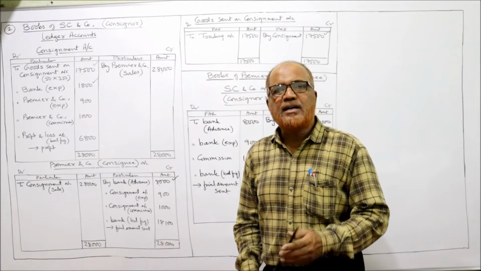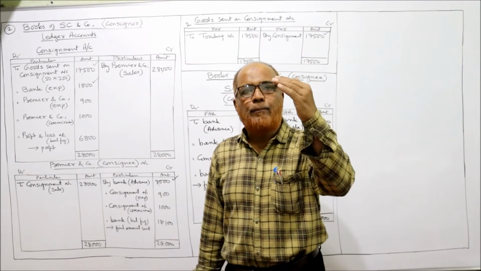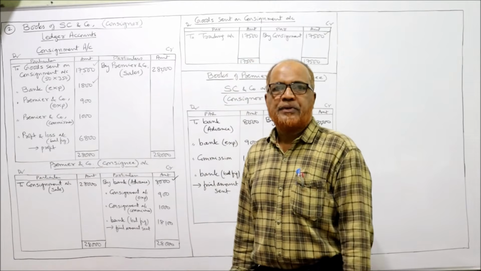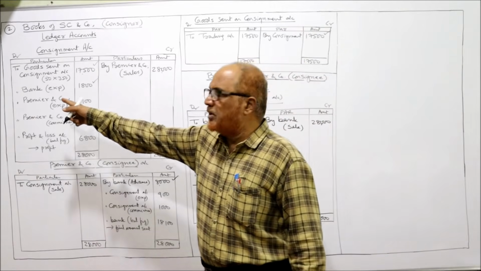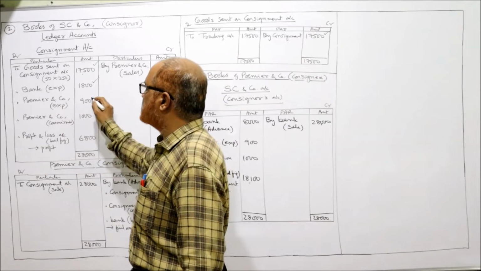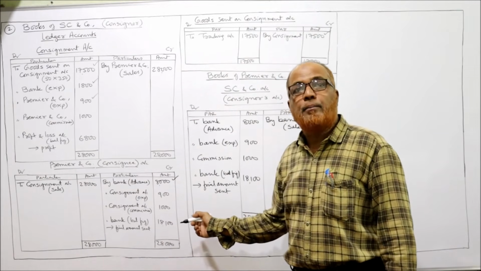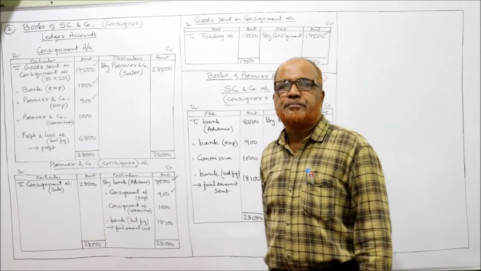Now expenses. Expenses 900 rupees paid by Premier and Company. Entry will be consignment account debit to Premier and Company. So consignment account should be debited to Premier and Company, expenses 900. And Premier and Company should be credited by consignment, expenses 900.